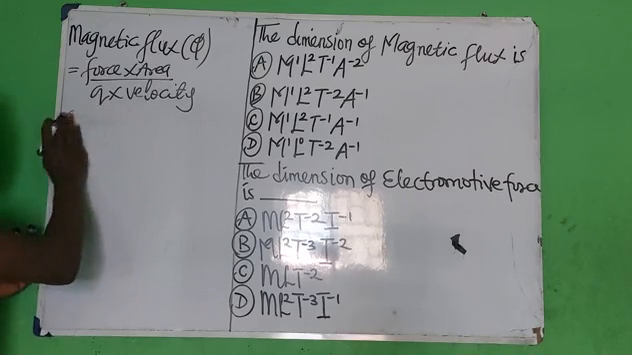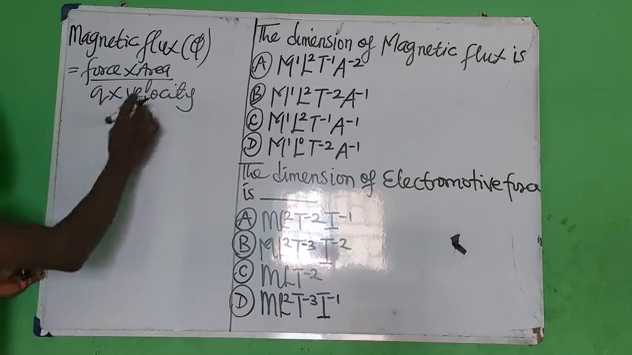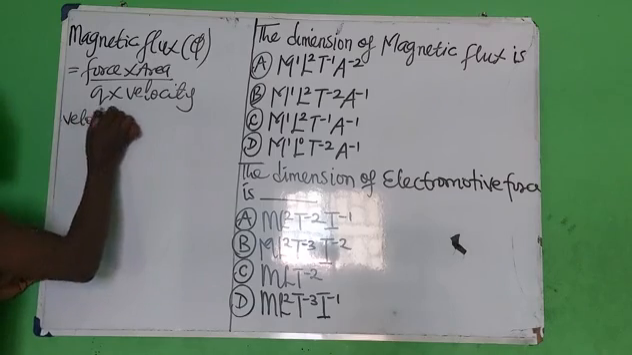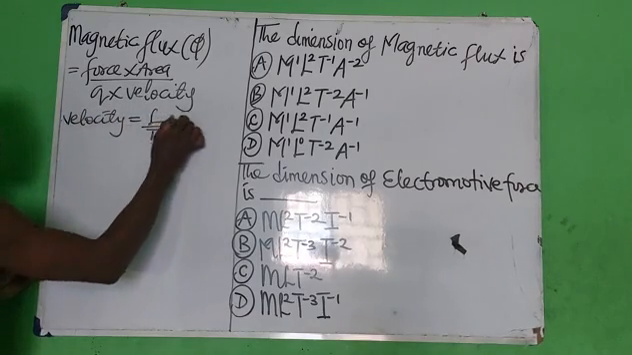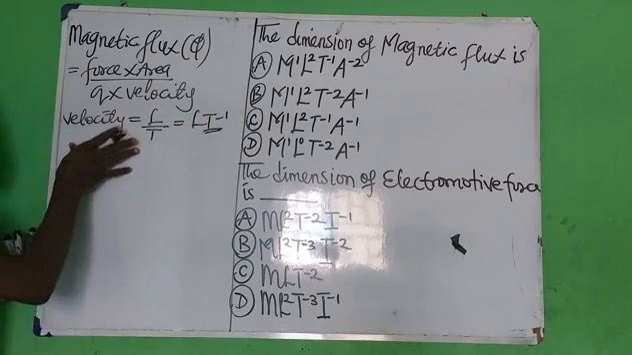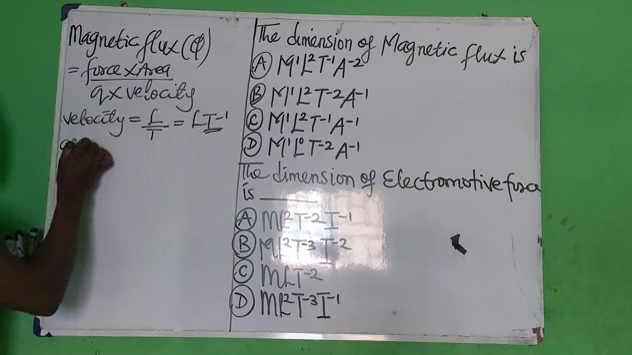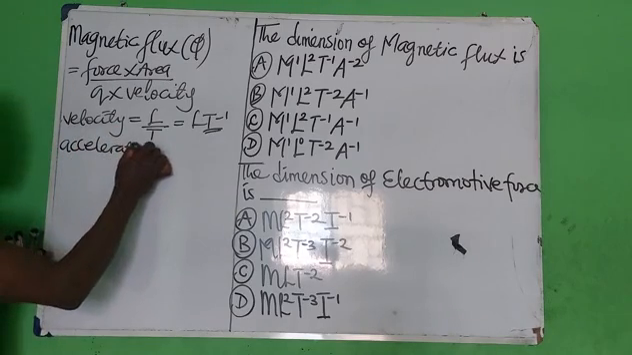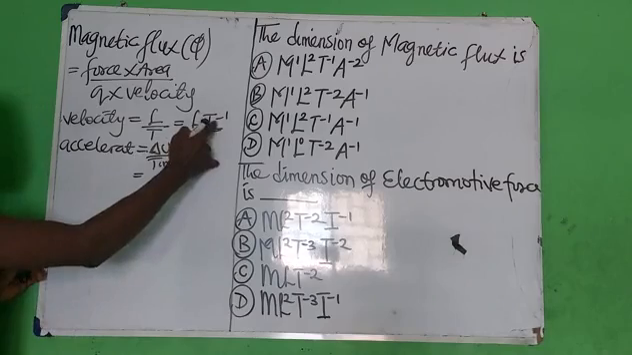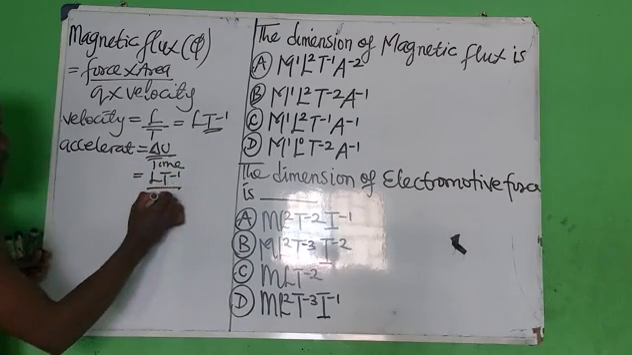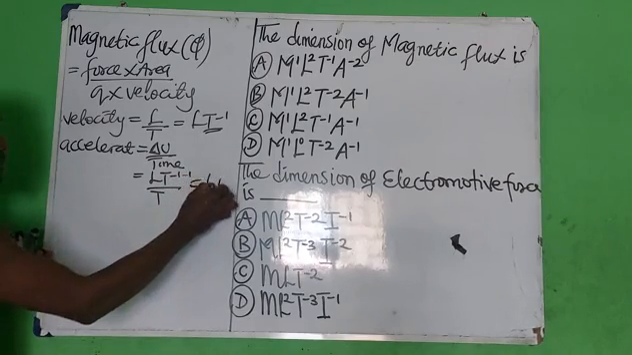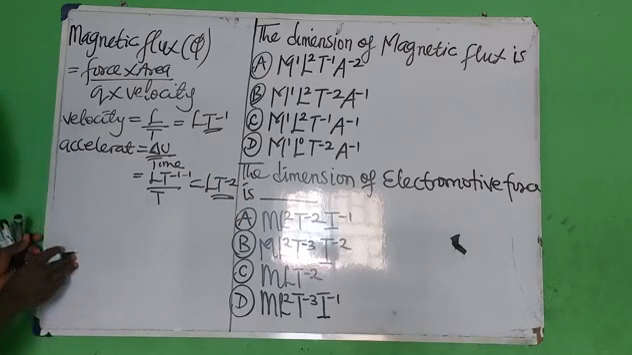Force is mass times acceleration, or let me do acceleration first. Acceleration is, or let me do velocity first. Yeah, I have to do velocity first. You will see the reason very soon. Velocity is distance over time. If this T goes up, it becomes LT minus 1. That is velocity. Now, acceleration is change in velocity over time. Velocity as deduced is LT minus 1 over T. As soon as this T goes up, it becomes minus 1. So I have LT minus 2. That is acceleration.